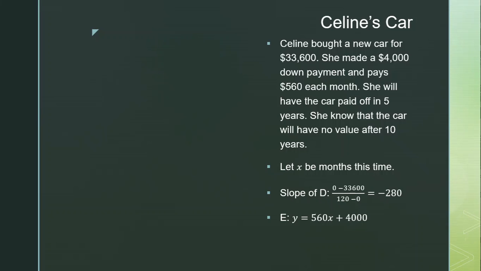Our E equation, our expense equation, we know all the pieces to that. Our monthly payment is $560, so that's the slope. And our down payment was $4,000, so that's where we're starting. For our D equation, we've got all the pieces for that now too, that we found the slope. So our slope is negative 280, meaning that our car's value is decreasing by $280 every month that we drive it. And Celine's car value started at $33,600. So it starts at the top and it's only going to go down from there.